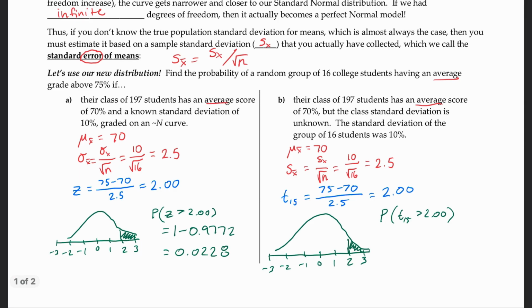Well, the good news is that your calculator can find this for you. We don't have a table that can do it for us. There is a table associated with t-scores. It's not helpful for what we're about to do now, so we need to jump over to the calculator. Let's do that.